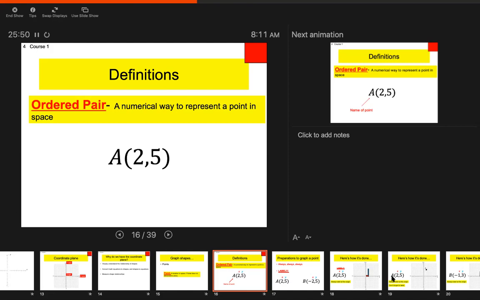We call that the horizontal or the x-axis. Capital letter A is the name of the point. This is point A. The first number will be how far you are left or right.